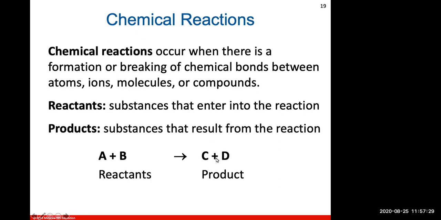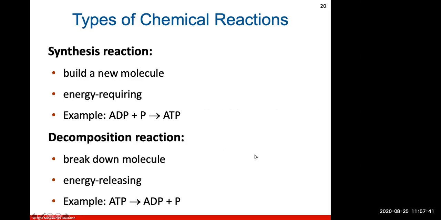And then the products would be whatever's formed off at the end of it. So this is chemical reaction 101, really basic equation there, but we'll plug in to A and B different compounds or molecules. Types of chemical reactions, we can have a synthesis reaction or a decomposition reaction. A synthesis reaction will build a new molecule, and it'll always require energy to do this.